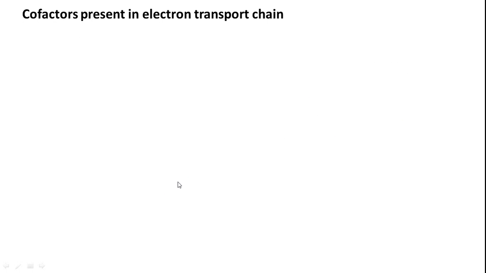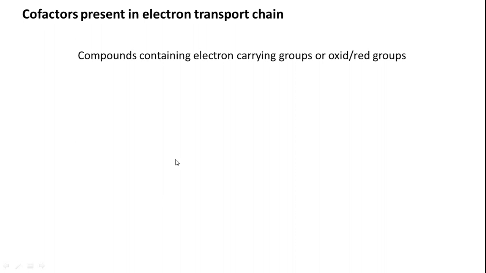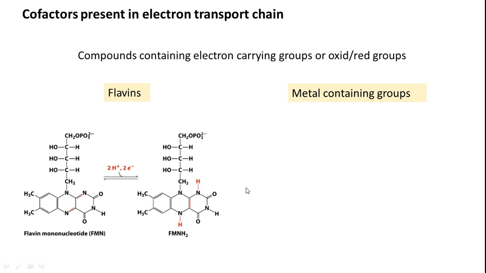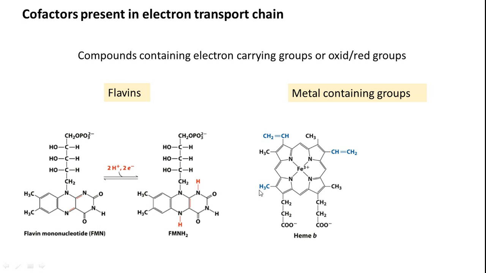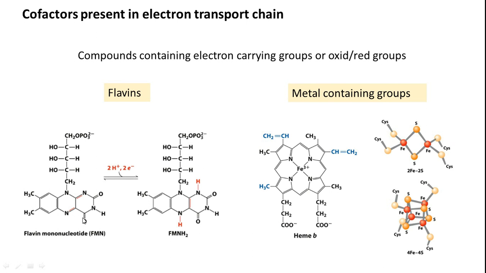So cofactors that are involved in the electron transport chain, let's have a brief idea on them. Compounds containing electron-carrying groups or oxidation-reduction groups are present in the electron transport chain. Here, majorly two types of units are there. One is flavins, the second one is metal-containing groups. Flavin means flavin mononucleotides, FMNs, and metal-containing groups like heme-containing proteins are what we call cytochrome enzymes. So these are what we call cytochrome C, A, A3, B, etc.